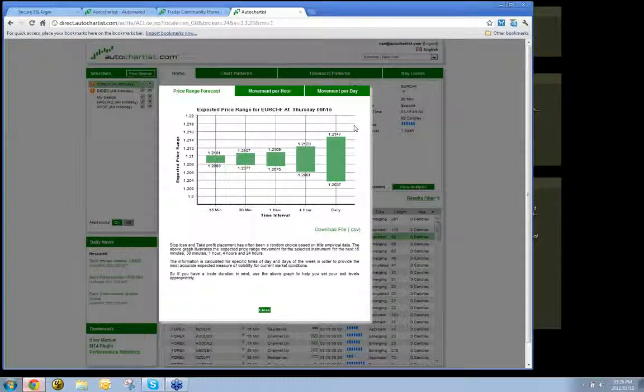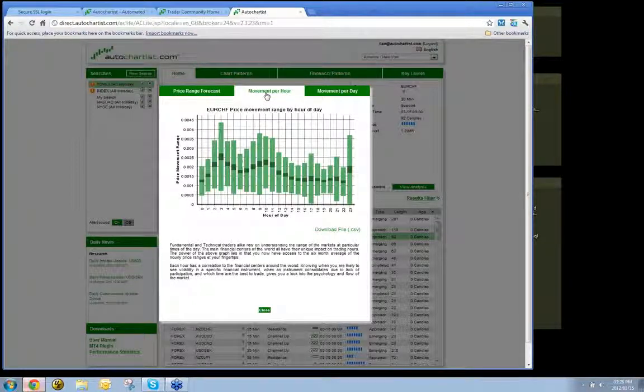Or it means you're going to be paying overnight swap. I hope everyone knows what overnight swap rates are, but basically that means that you're paying interest on the capital that you're holding. So I urge you, before you set your stop losses and take profits, to look at the Autochartist tool and let it at least guide you in terms of where it thinks the levels are going to be within certain time periods.